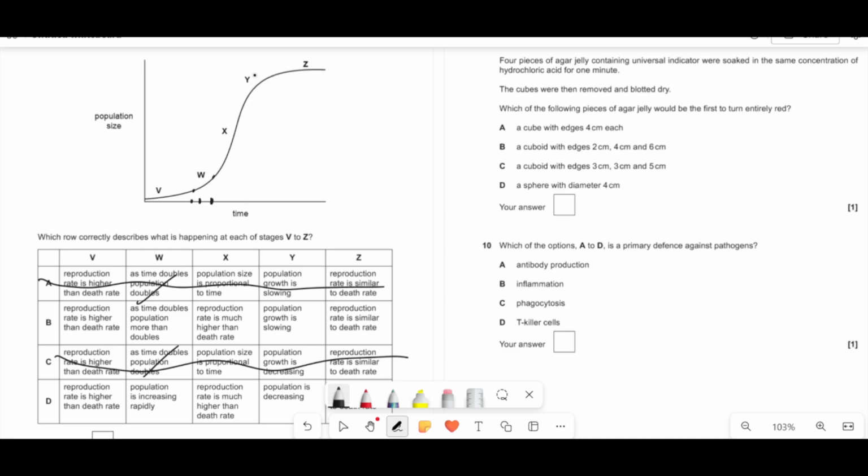Because population growth is slowing is what's happening at Y. Not that it's decreasing. It's still going up. If it was decreasing, it would be doing this. It would be going down. And that's because the population size, remember? Like, you can see it's going up. So that one's out. So it's B.